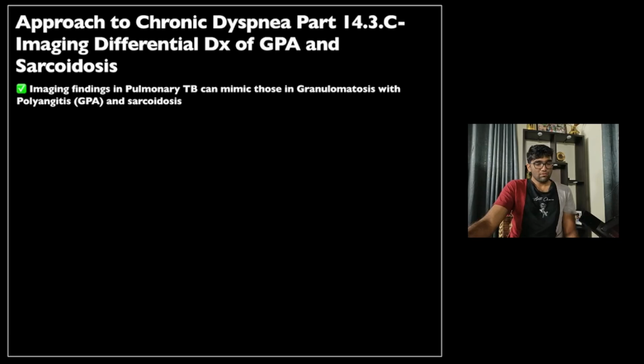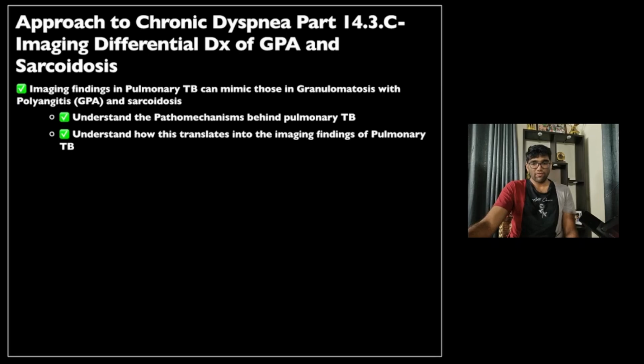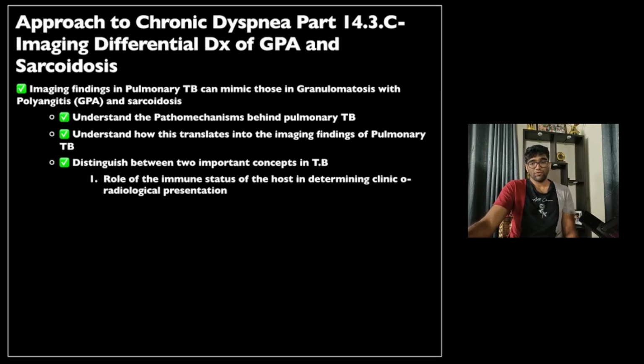So, in this video, I've talked about imaging in pulmonary tuberculosis. We've understood the mechanisms behind pulmonary tuberculosis, understood how this translates into imaging findings of pulmonary tuberculosis. We've distinguished the two important concepts in pulmonary tuberculosis, that is the role of immune status in determining the imaging and, in fact, the clinical findings in TB, and what is primary and post-primary TB and why that should not be used as a surrogate term in describing the radiology of TB.